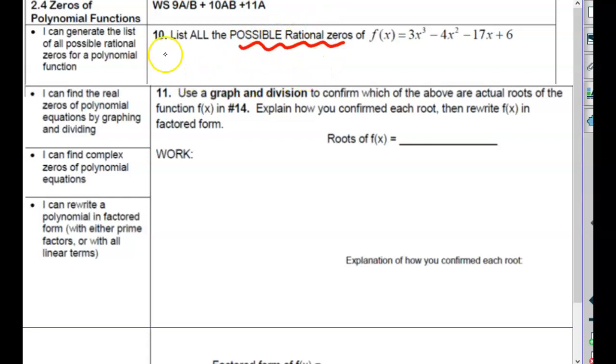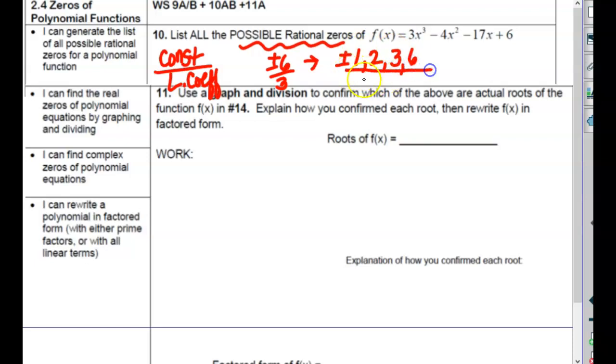Remember, it's all the factors of what over what? Constant over leading coefficient. So it's plus or minus the factors of 6 over 3. What are all the factors of 6, guys? Okay. And the factors of 3 for the denominator are 1 and 3. So when we rewrite that as a list of all possible, you'd have plus or minus 1 over 1 is 1, 2 over 1, 3 over 1, 6 over 1. But then you got to put them all over 3, right? What does that add to my list? 1/3, 2/3. But 3/3 is 1 and 6/3 is 2.